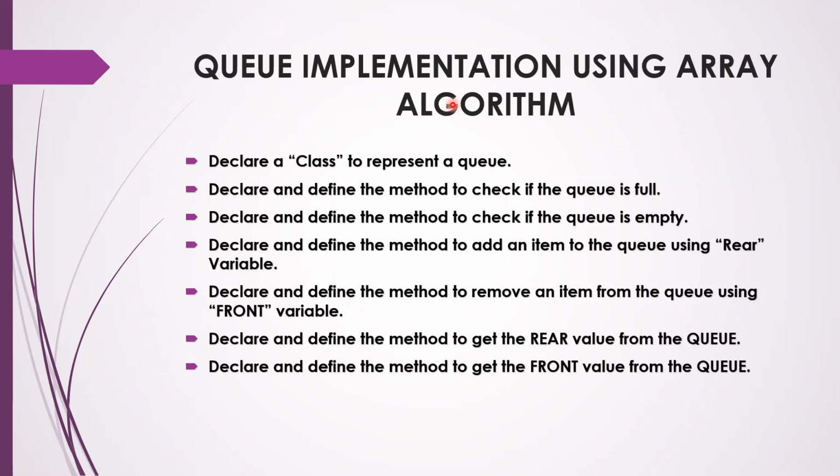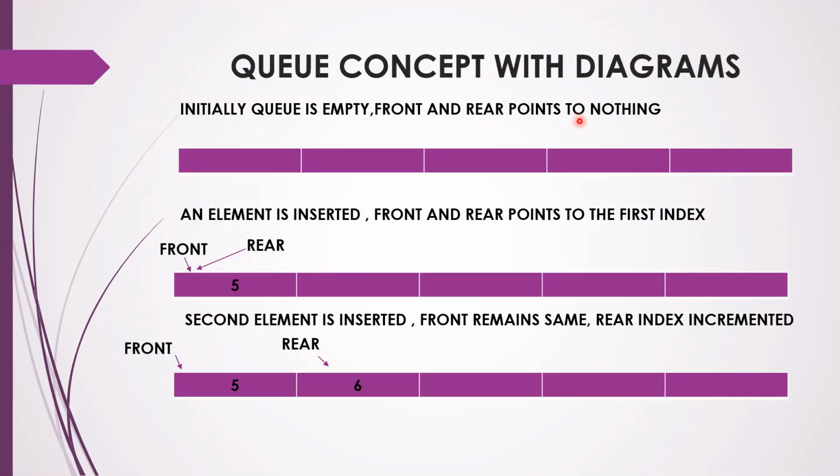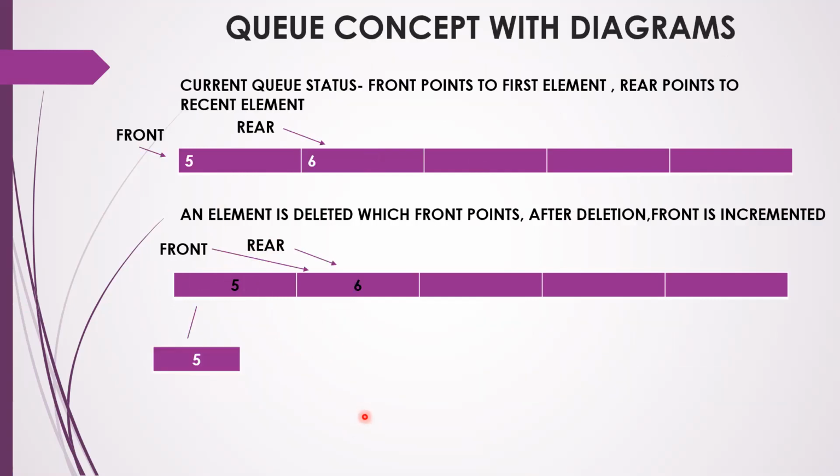So today we are going to see about the queue implementation using array algorithm. Initially the queue is empty, that is array is empty, and then you will insert, that time front and rear will point to the first element which is inserted. If you have to insert the second element, you have to increment the rear index and then you have to insert the second element. If you have to delete, you have to see where the front points to, and that element has to be deleted and front has to be incremented. This is a concept.